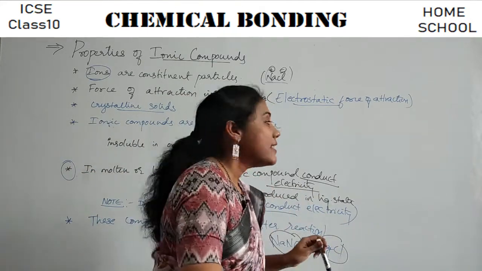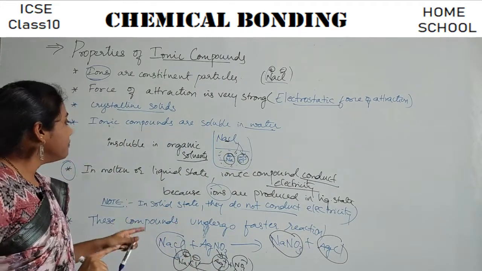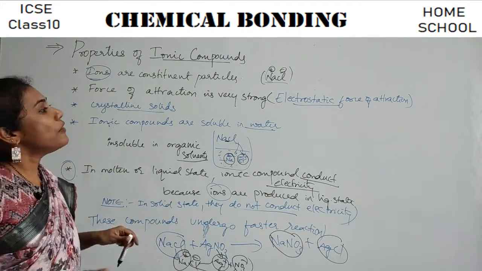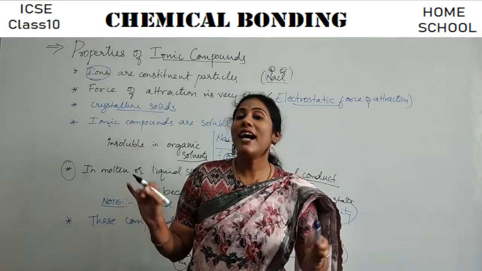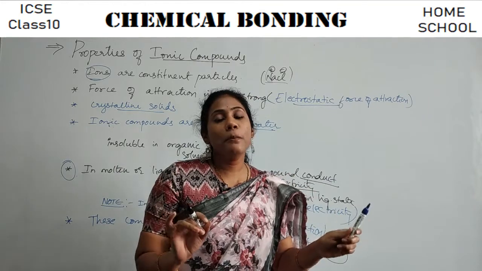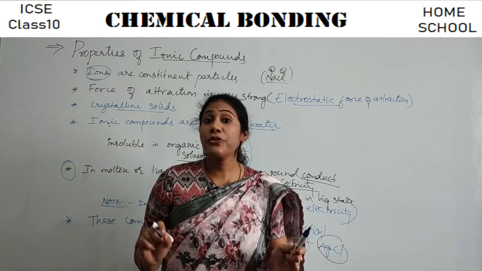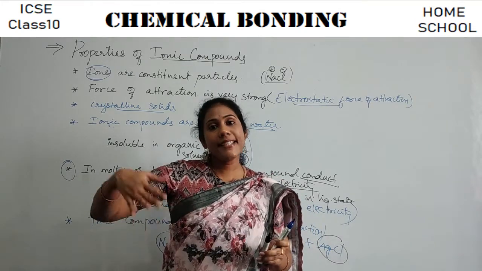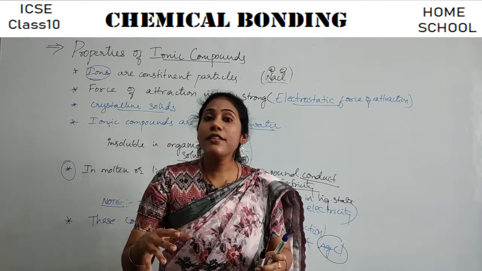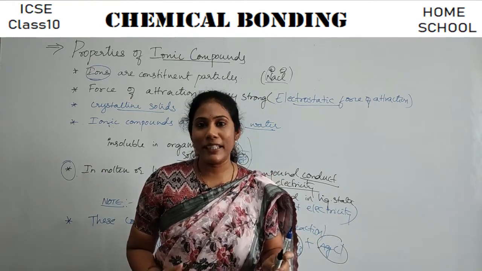So these are some important points that you have to keep in mind about the properties of ionic compounds. With this, I am completing ionic bond, how ionic bond is formed, certain examples and their properties. In my next video, let us talk about the next type of bonding, that is covalent bond, which is also a very important bond.